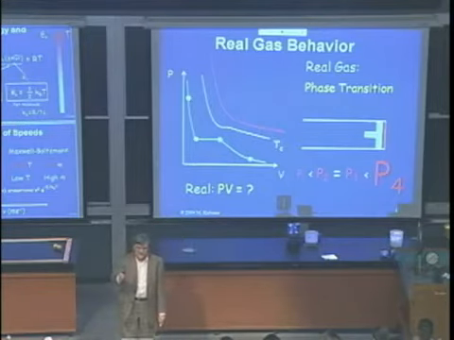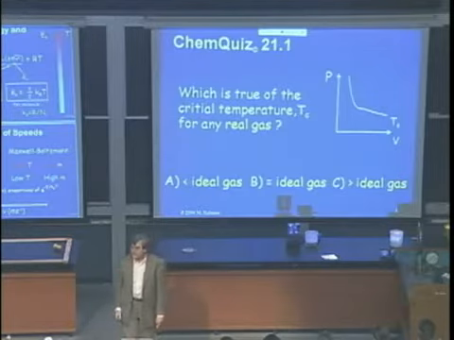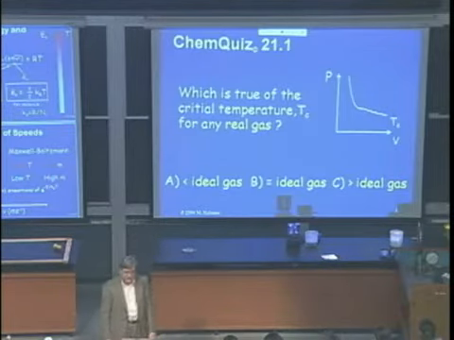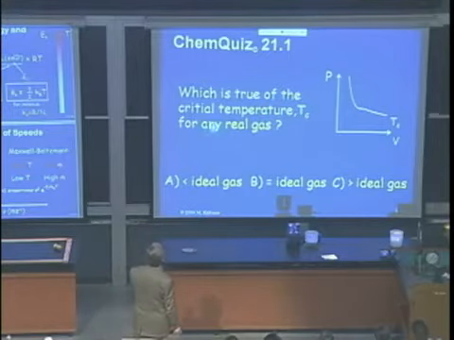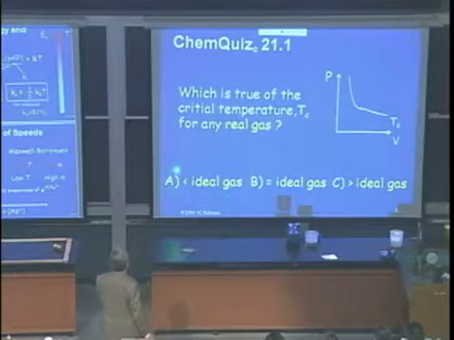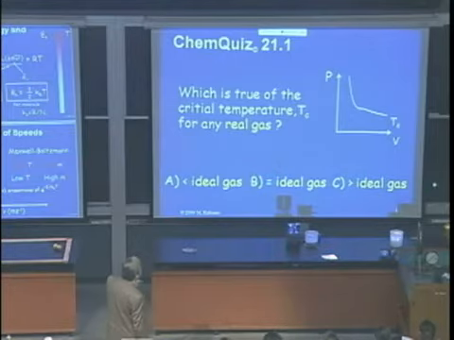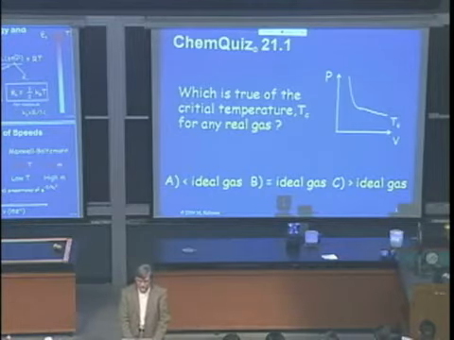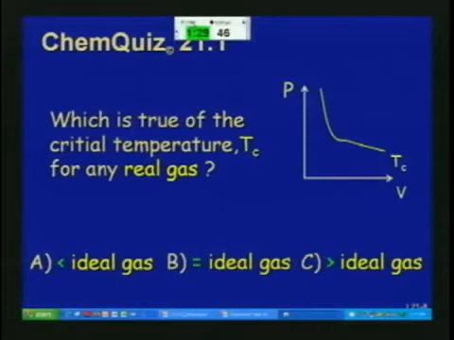Okay, all right. So now I'm asking you a question. I hope you paid attention. Which is true of the critical temperature Tc for any real gas? The critical temperature is smaller than that of the ideal gas, is equal to that of the ideal gas, or is larger than the temperature of an ideal gas? Why don't you try to answer this? I think I answered this already, but maybe you can't remember what I said to you.